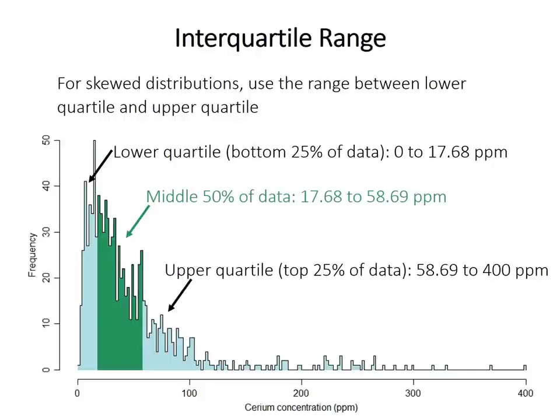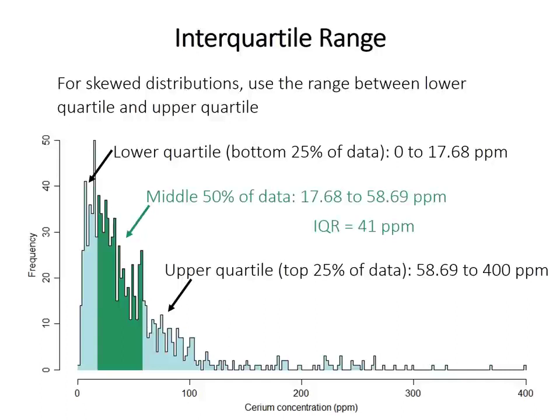So it extends from the lower quartile, where 25% of data points are smaller than that, to the upper quartile, where 25% are larger. So in this example, the lower quartile is between 0 and 17.7 or so. Upper quartile is about 59 to 400-ish. So the interquartile range is about 58.7 minus 17.7, or 41 parts per million in this case.